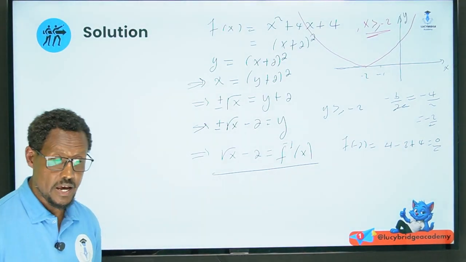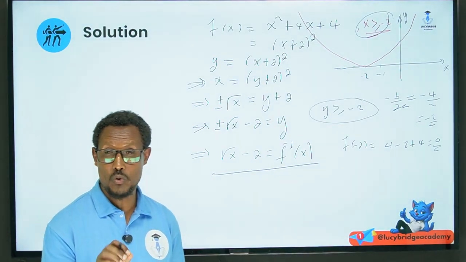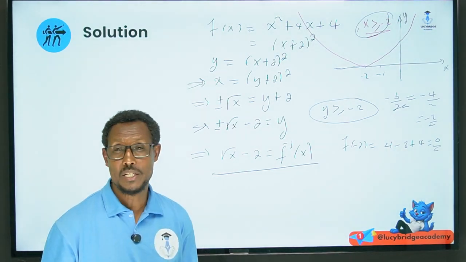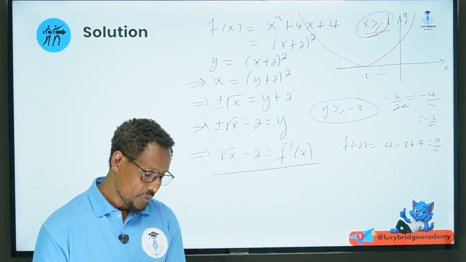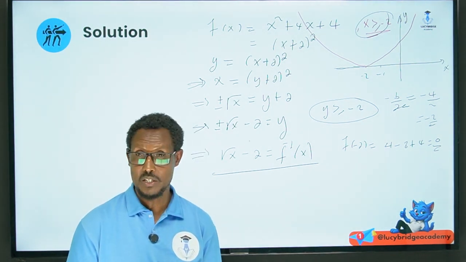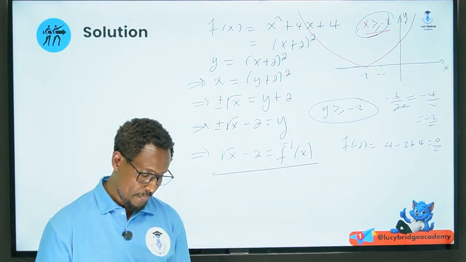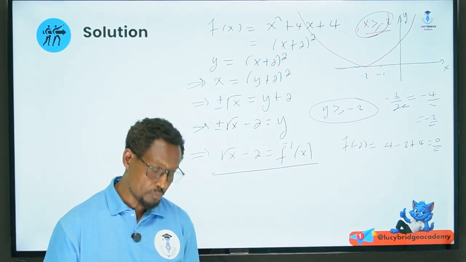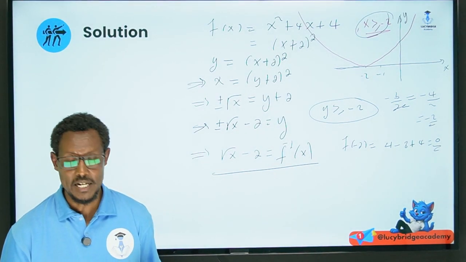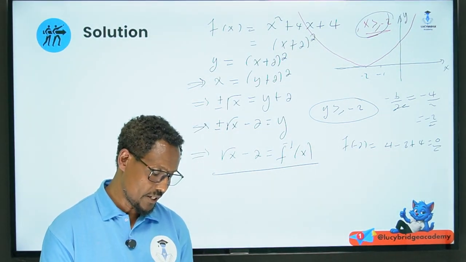You see, the x value is greater than or equal to -2, which means, since we swapped x and y, the y value must be greater than or equal to -2. The square root of a number is positive in this case, so we take the positive part. If we take the negative part, we get a number below negative 2. So since the y value must be above negative 2, we take the square root of x, minus 2. This is f inverse.